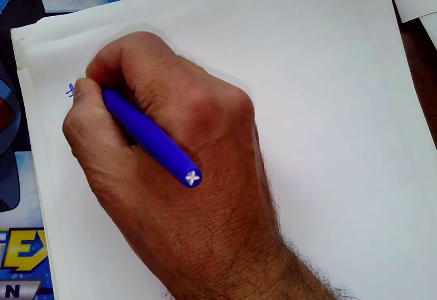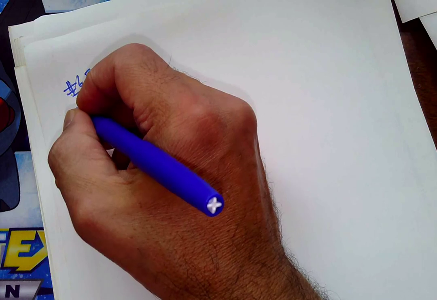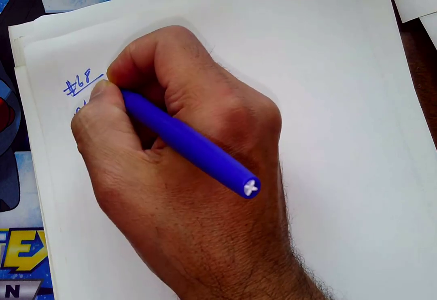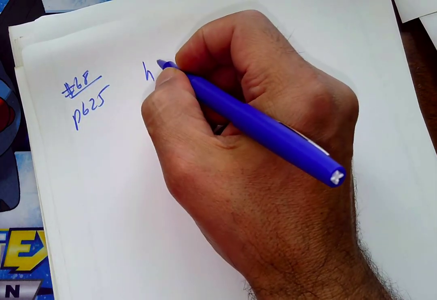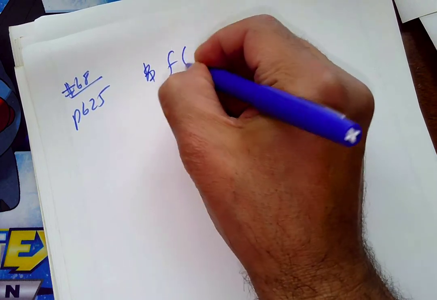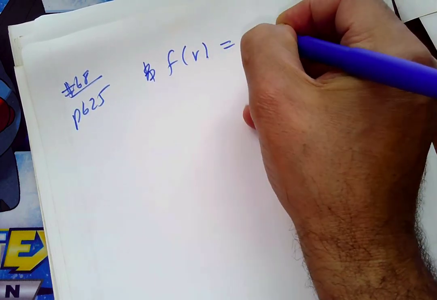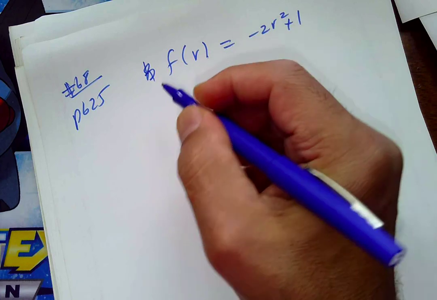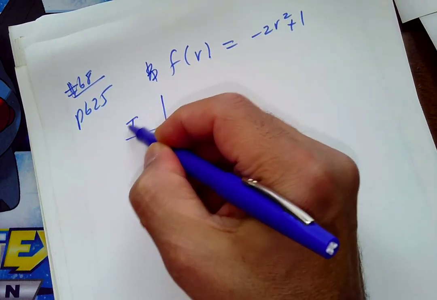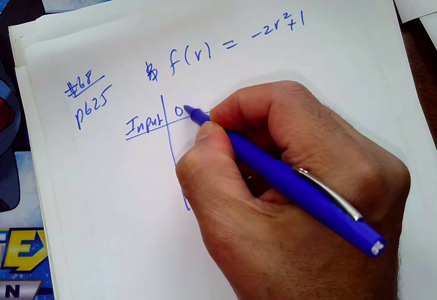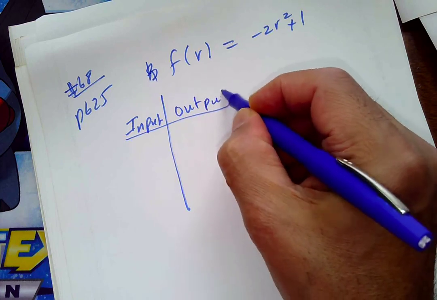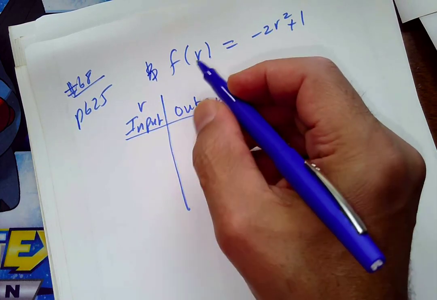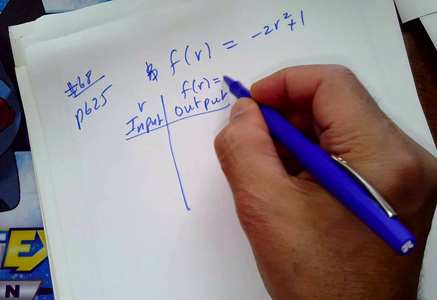And number 68, page 625, we have f of r equals negative 2r squared plus 1, and we want to fill in the blank, input, output. So input is your r, because it's usually x, and output is your y, or f of r.